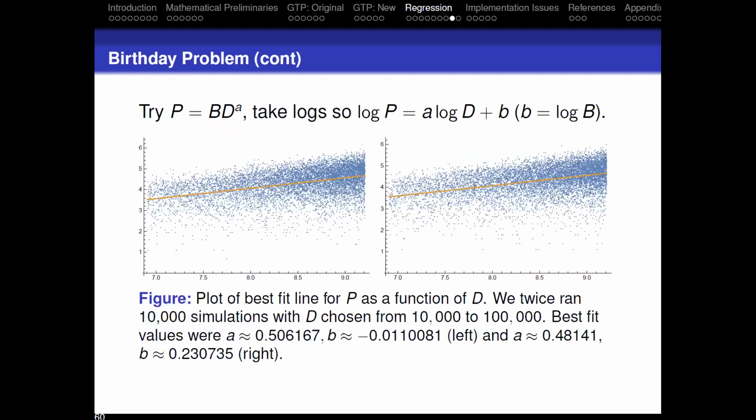When you look at this, it is beginning to look like real world data. It's spread out nicely, it's fluctuating. When we try to do the best fits, I did two different sets of 10,000 simulations with D going between 10,000 and 100,000. And we see that A is really looking like about 1/2. So it's nice support for the theory.